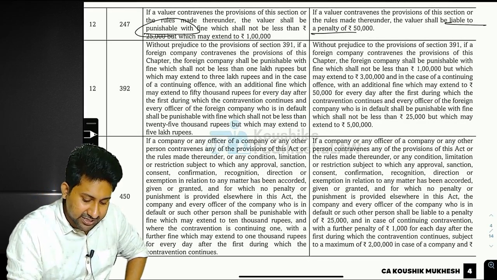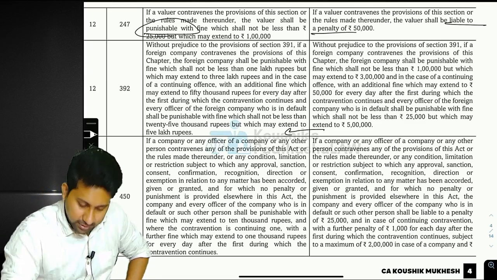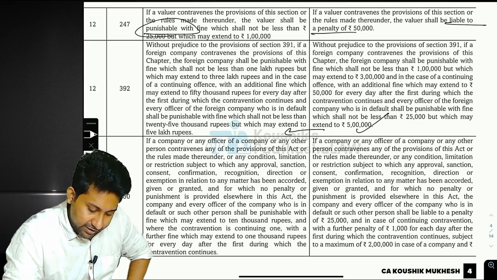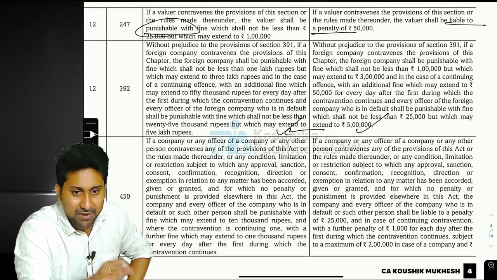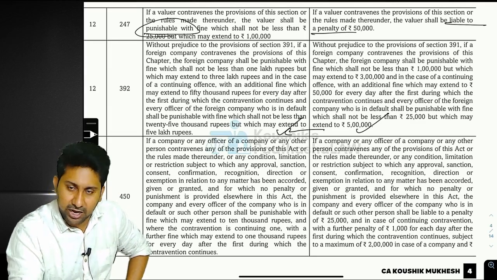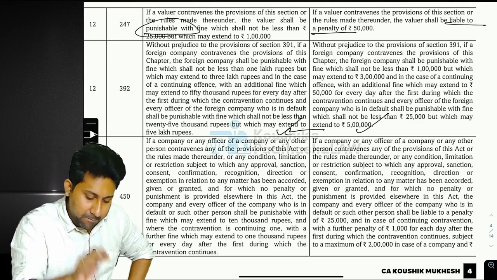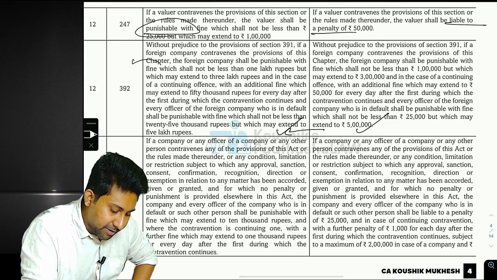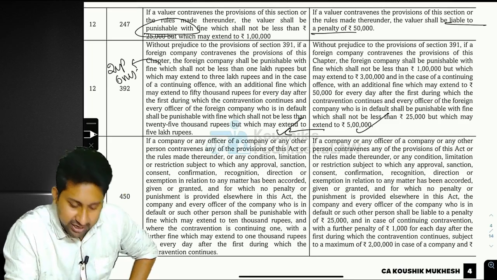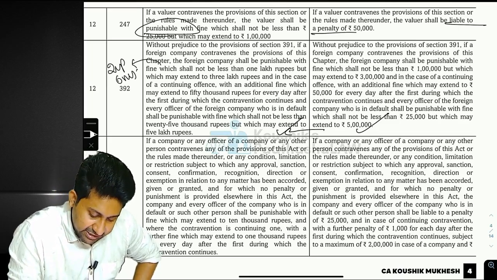Here, the same thing was printed on both sides by mistake. This is the new one, and this is also the new one. The old one was not printed here by mistake. So anyway, the new one is there on both sides. The main thing you need to observe is that once upon a time imprisonment of 6 months used to be there. Now that was deleted. Only fine and additional fine is there.